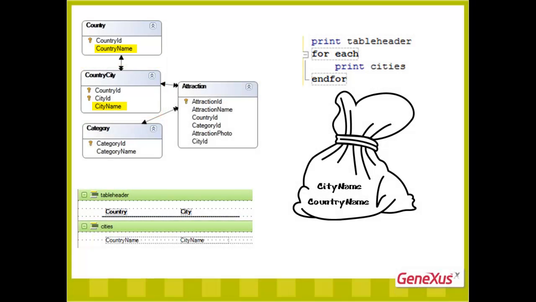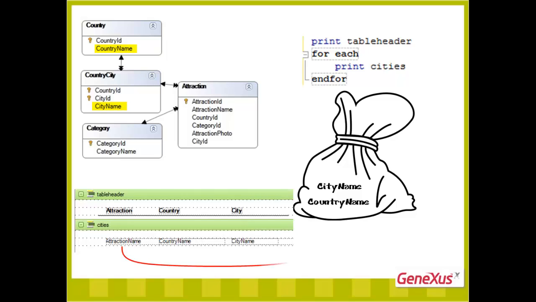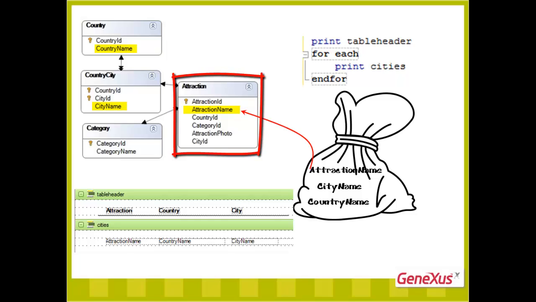What will happen if we add, in the for each, an attribute of attraction, such as attraction name, for example, within the print block? Now the tables involved are attraction, country city, and country. So the base table will now be attraction.